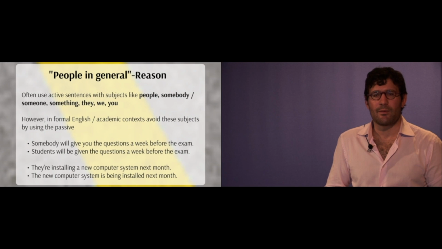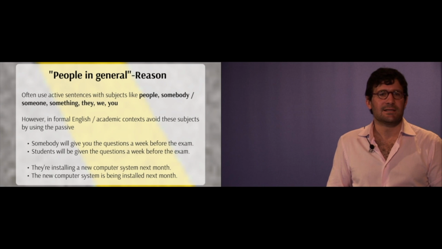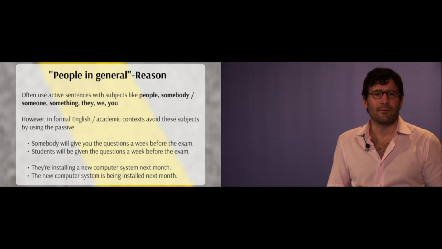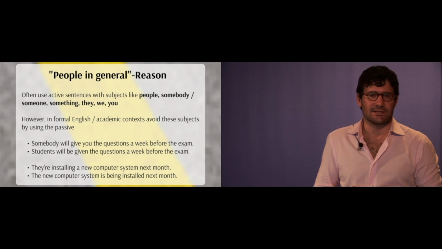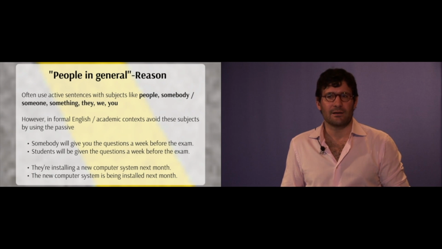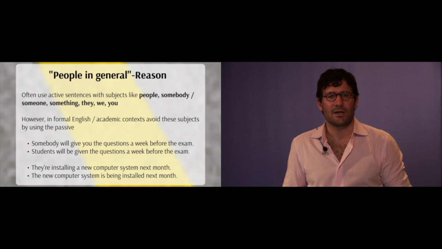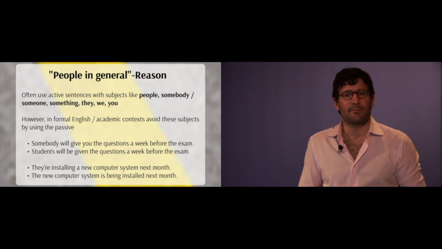Let's take a look now at the people in general reason. Now, we often use active sentences with subjects like people, somebody or someone, something, they, we, you. So in spoken English, we'll use these kinds of sentences. However, in formal English or in academic contexts, we avoid these subjects by using the passive.